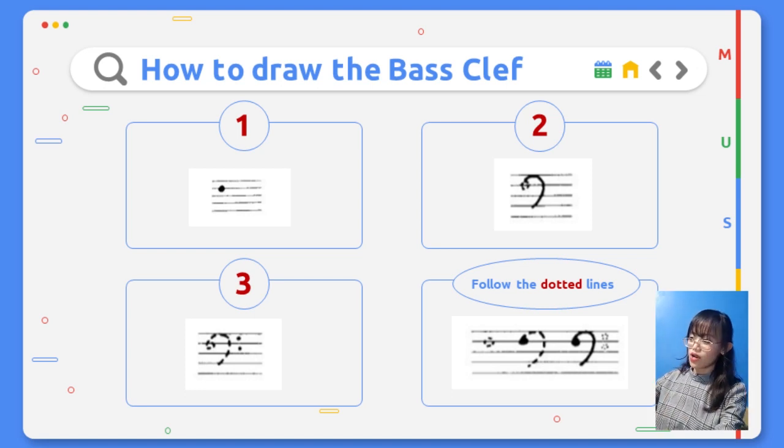Okay, so step 1, let's look at the screen. Here's the step 2 and here's the step 3. So, follow the dotted lines. Okay, if you're looking on my screen, on the last box, ayan, meron siyang dotted line. So, try drawing 5 bass clefs on your own. So, but I'll give you more time mamaya sa worksheet. So, remember, bass clef establishes the F note on the fourth line.